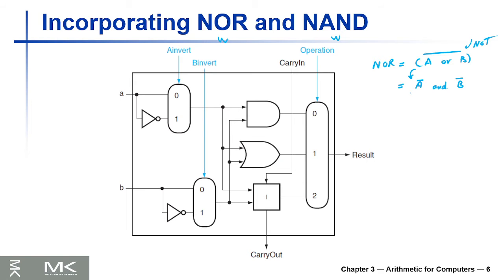So now we need A invert. We're going to add another input here called A invert. To do this NOR, we should put the operation equal to 1, I'm sorry, equal to 0, yes, because we're going to do ANDing. So the operation will be 0, but we're going to put A inv and B inv both ones.